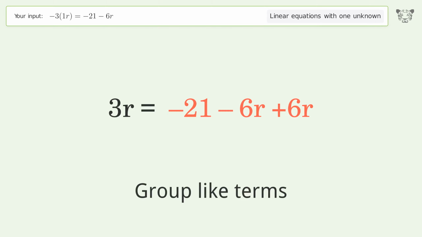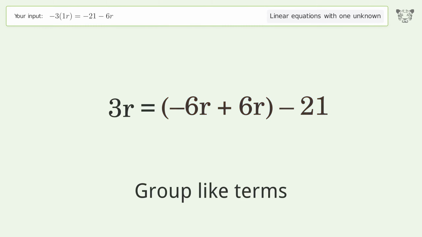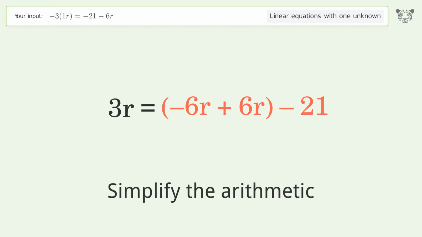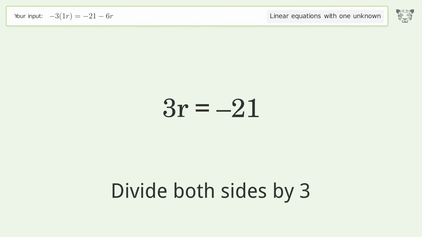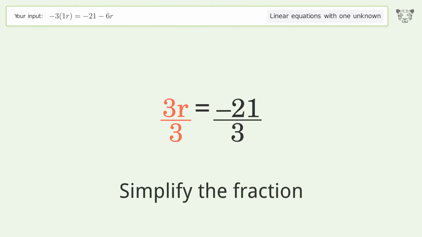Group like terms. Simplify the arithmetic. Isolate the r. Divide both sides by 3. Simplify the fraction.